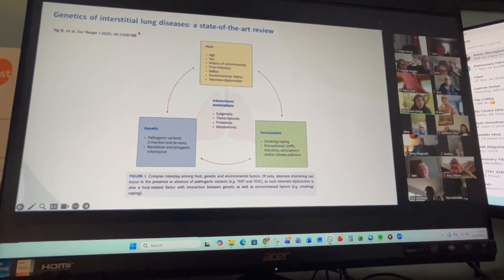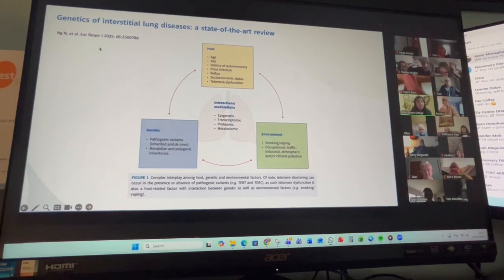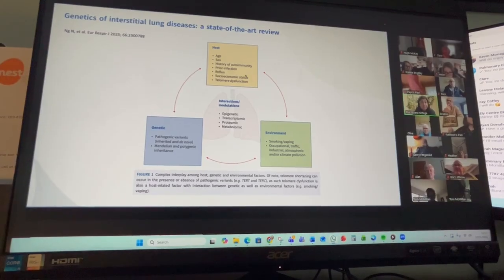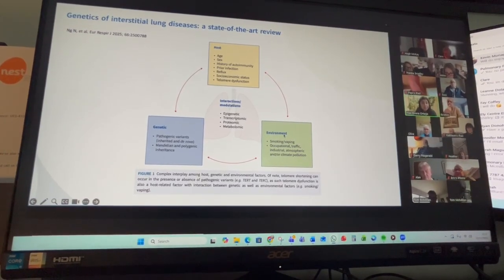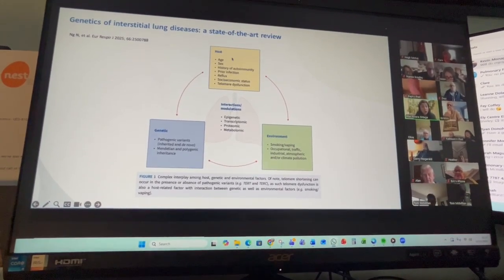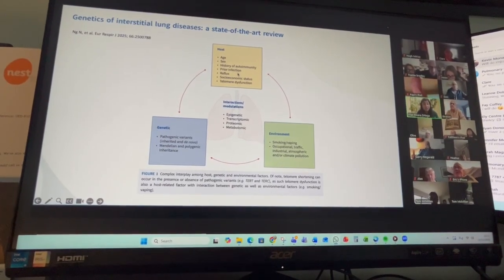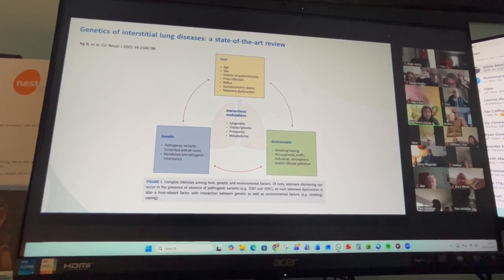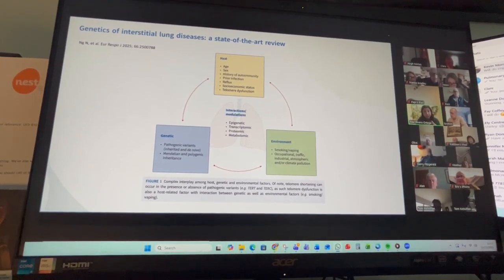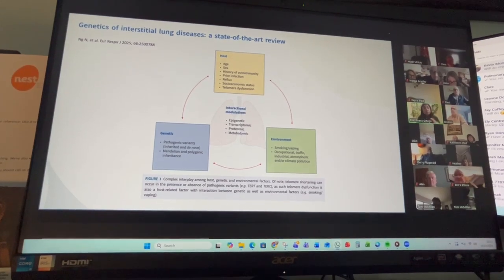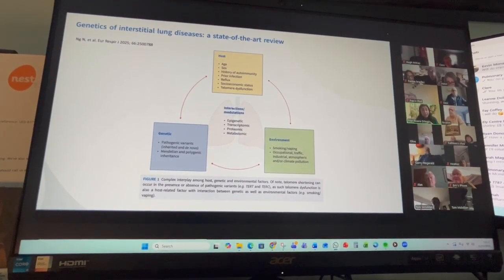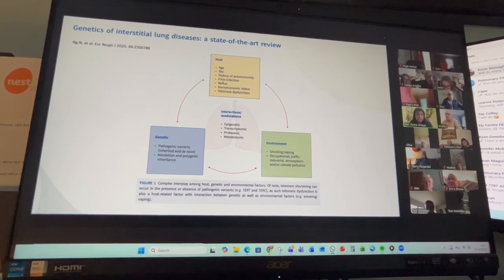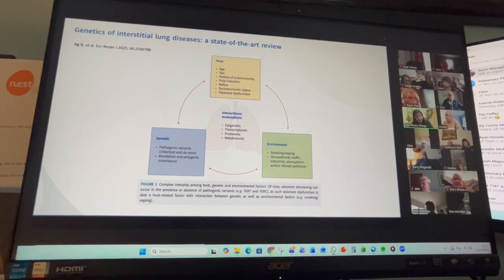We have recently published, in less than a month, this state-of-the-art review about the genetics of interstitial lung diseases. One more time, that is just to show the interaction between the host, that means you as a patient, and how important age is. When we talk about age, one thing is chronological age, that means exactly how old you are, and different is how old your telomeres are. That means your biological age.